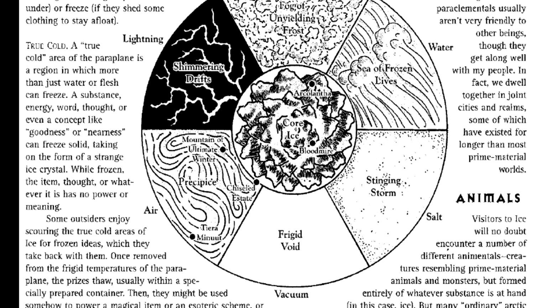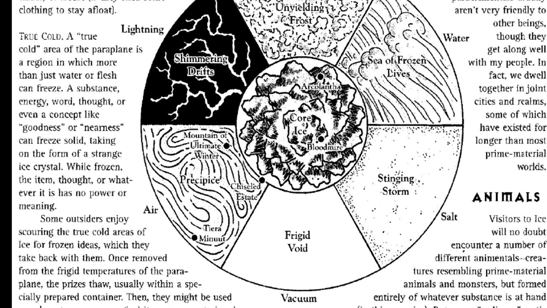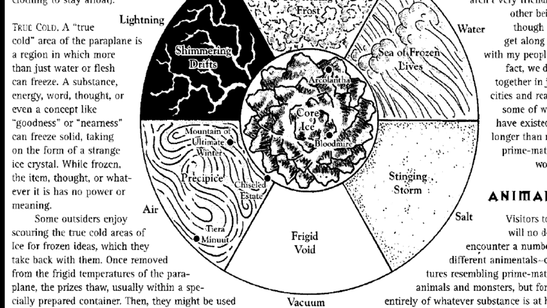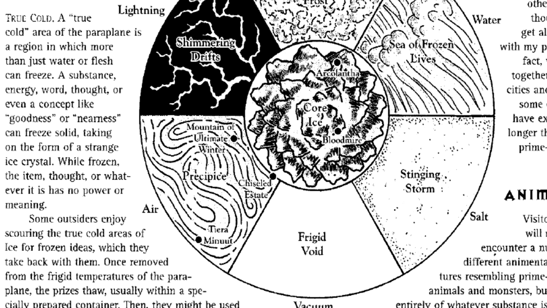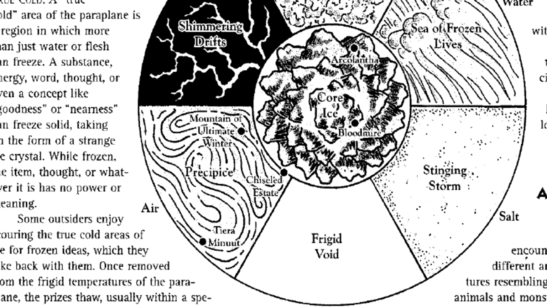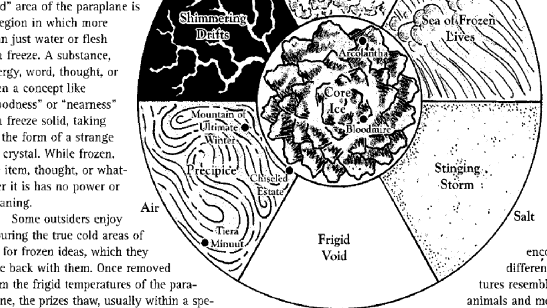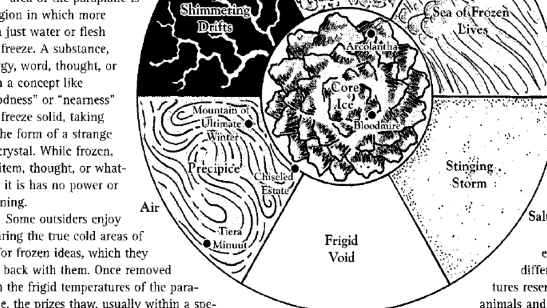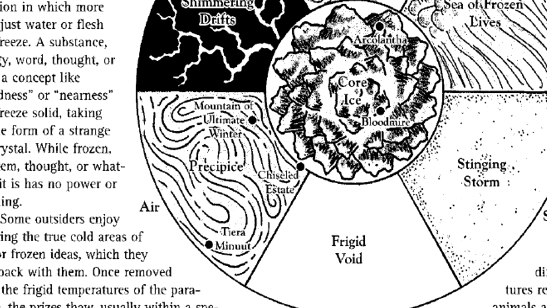And the last location on the para-elemental plane of ice is Tierra Minute, a city surrounded by a magical bubble built by priests of a forgotten wind goddess on the plane of air. It's somehow wound up on the paraplane of ice, and it floats above the precipice. Temperature-wise, it's still cold, but nowhere near as cold as the rest of the plane, so it acts as a rest stop and trading post for travelers.